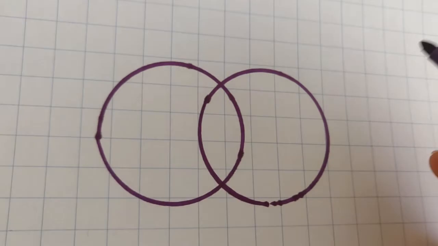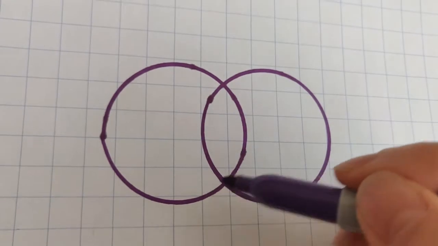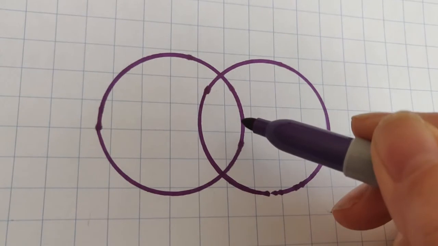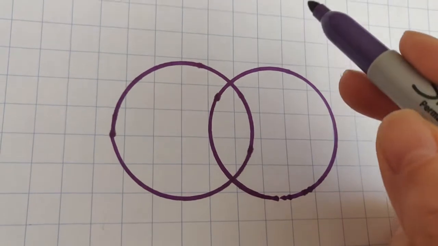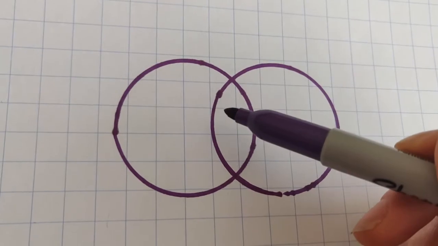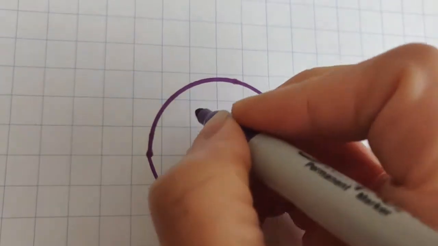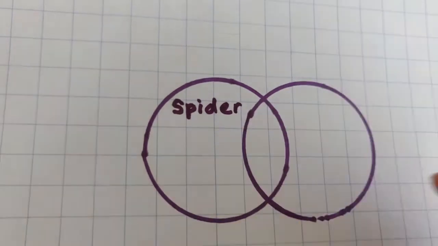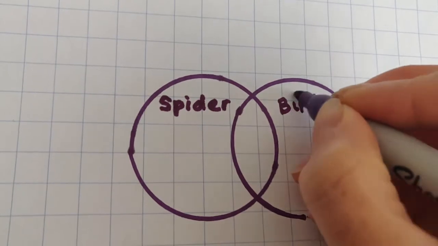Now another way that we can show information is using what we call a Venn diagram. And that's when we have two circles and they overlap. Anything that belongs in both circles goes in the centre. Now we usually use a Venn diagram in maths, but we can also use it as a way to show information. And you're going to be asked to do this as part of your reading task this week. So I've just drawn two circles with an overlap. In this circle, I'm going to put spider, some facts about spiders, and on this side I'm going to put bird. And we can use this to compare the information.